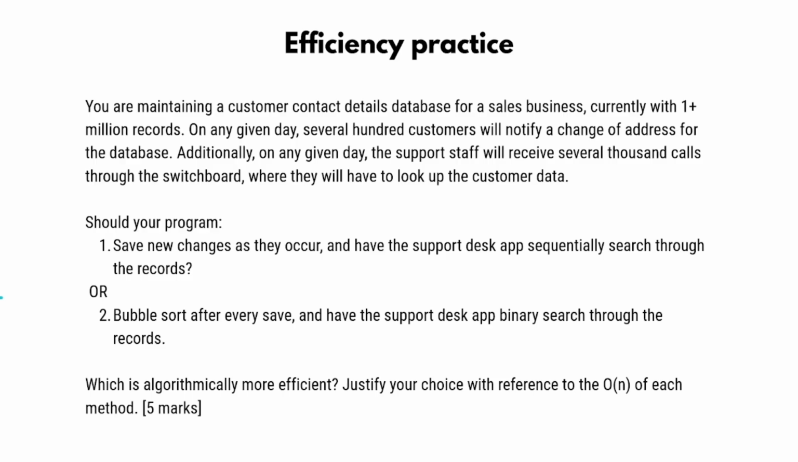Okay, now let's go through some practice. In this question, you're maintaining a customer contact detail database for a sales business, currently with 1 million records. On any given day, several hundred customers will notify a change of address for the database. Additionally, on any given day, the support staff will receive several thousand calls through the switchboard, where they will have to look up the customer data. Should your program, 1, save new changes as they occur and have the support desk app sequentially search through the records, or 2, bubble sort after every save and have the support desk app binary search through the records?